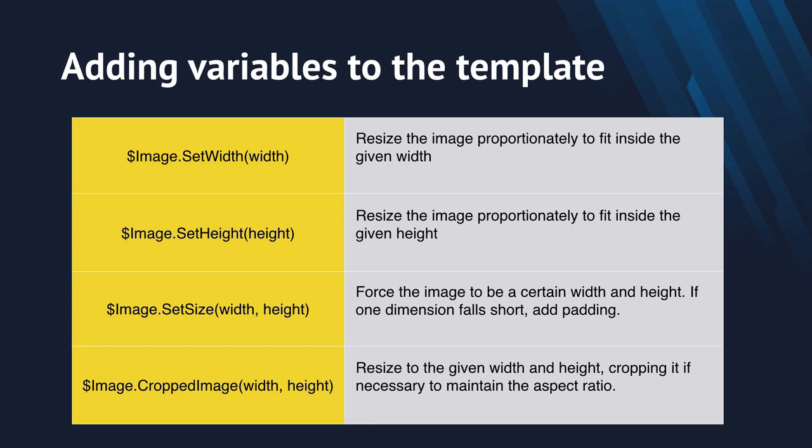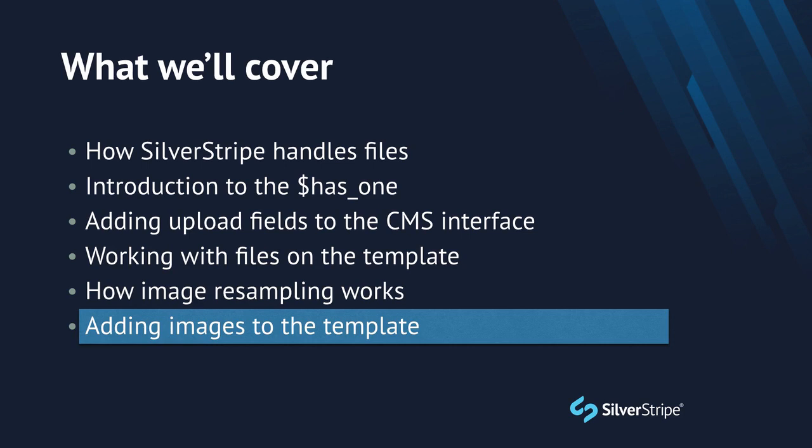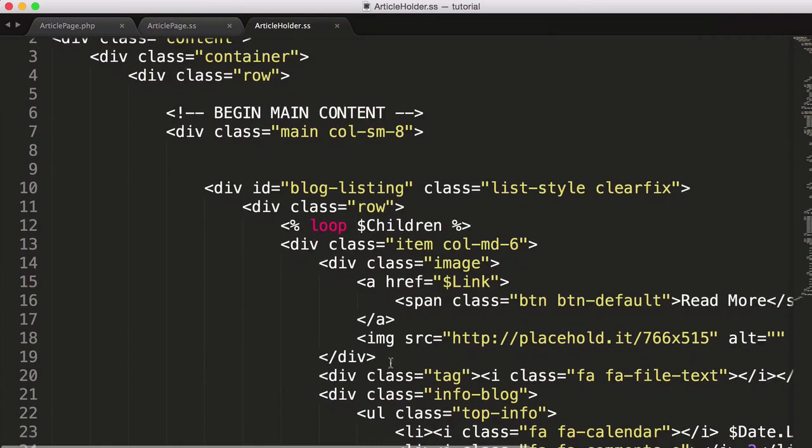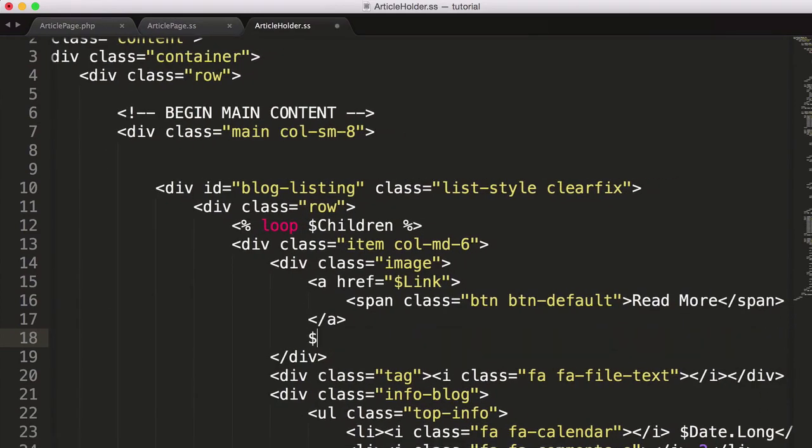Let's add some images to the template. This should be pretty straightforward now that we understand how all this works. On ArticleHolder.ss, we see that the photos in list view are about 242 by 156 pixels. Let's use CroppedImage for these because it's more important that they maintain a uniform size than it is to show all of their content.